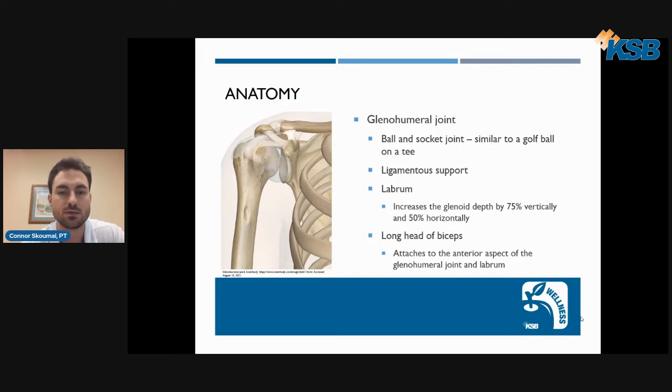Some of the additional structures in the shoulder help support that golf ball on the tee. For example, we have passive structures such as ligamentous support and the labrum. The labrum actually increases the glenoid depth by 75% vertically and 50% horizontally, so it provides that additional stability. And then you have the long head of the biceps, which comes anteriorly in the front of the shoulder, and that attaches to the anterior aspect of the glenohumeral joint and the labrum.